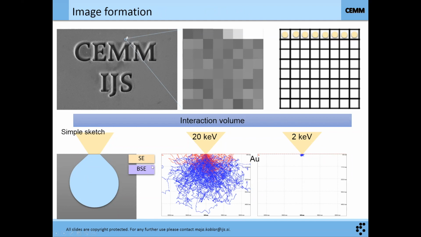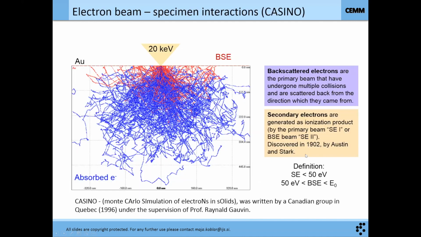And here you take either secondary electrons, which are from the top surface, or backscattered electrons. What is kind of neat is the interaction volume. So if you use 20 keV in the gold sample, you go almost to 500 nanometers. If you use 2 keV, you're really scanning the surface.